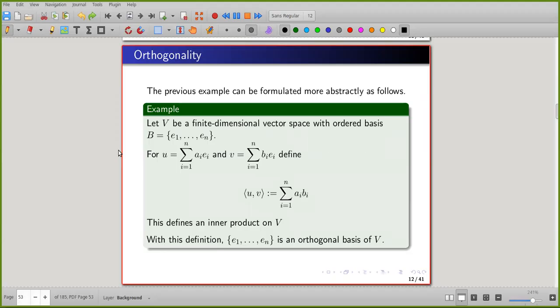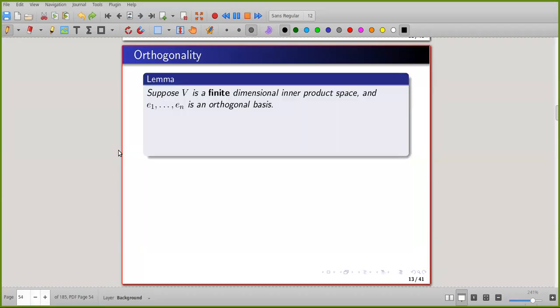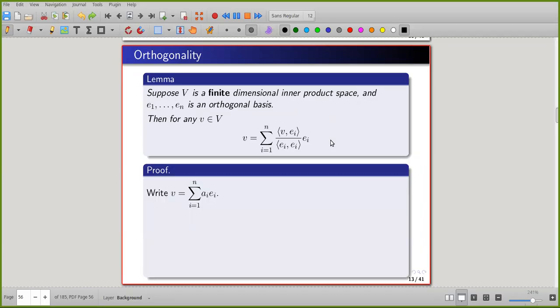So let me go ahead. Suppose V is a finite dimensional inner product space, and E1 through En is an orthogonal basis. Then for any vector v in capital V, we can write the vector in this form. This is really a Mickey Mouse lemma, which all of you have seen or will easily be able to prove. So let's see the proof.